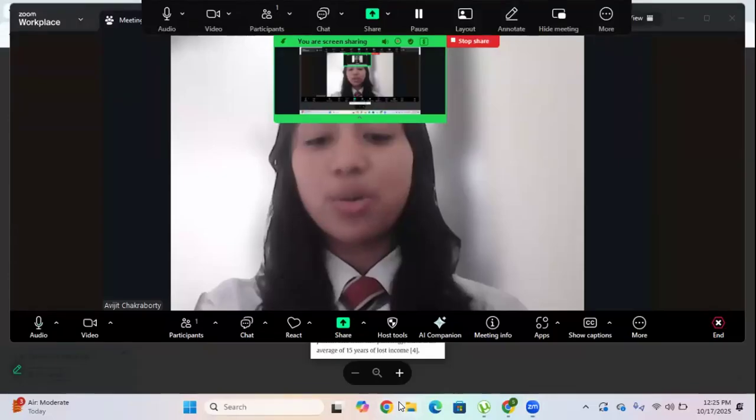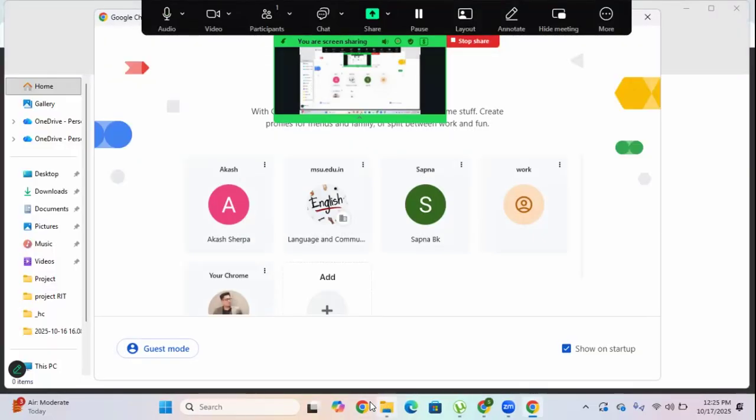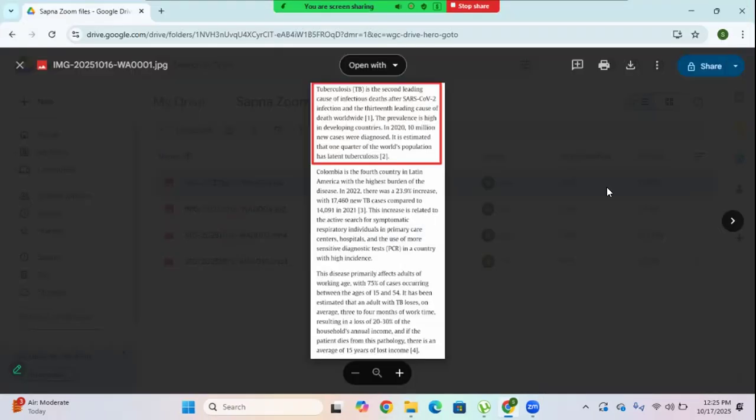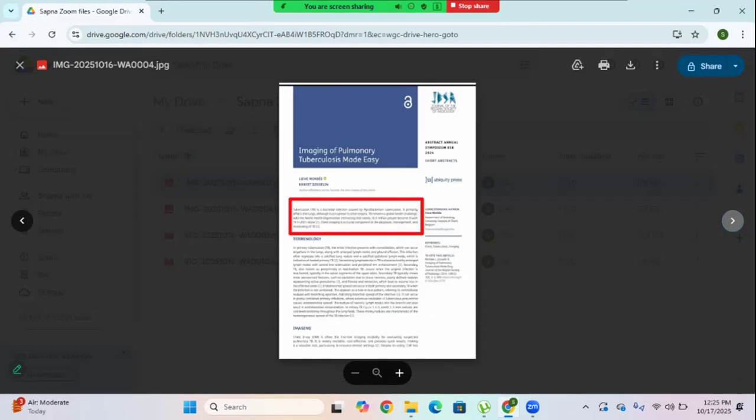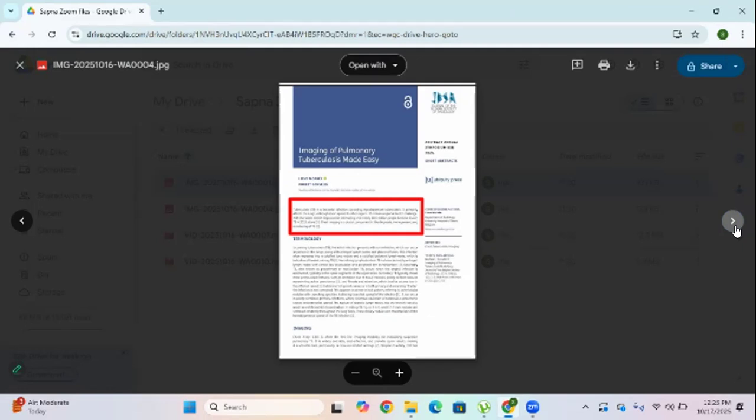Now, next, I would like to present you all with a book chapter which will give us a better understanding about the topic that we are discussing today. So, for my book, I have referred to The Imaging of Pulmonary Tuberculosis Made Easy, as this is the book which gives us a simple idea about pulmonary tuberculosis and imaging. It describes TB as a chronic granulomatous infection caused by a bacteria called Mycobacterium tuberculosis.